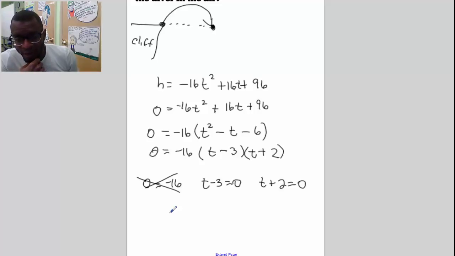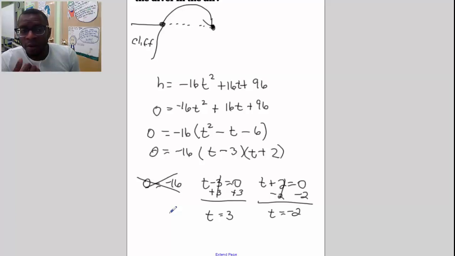So we're going to add 3 to both sides, and so we get t equals 3, and subtract 2, we get t equals -2. Now here, because of the context of our problem, we know that we can never have a negative time. He can never be in the air for -2 seconds, right? So we can automatically disregard this solution.